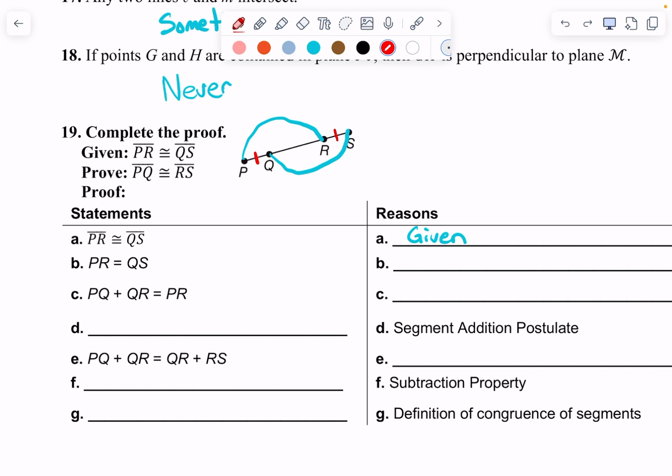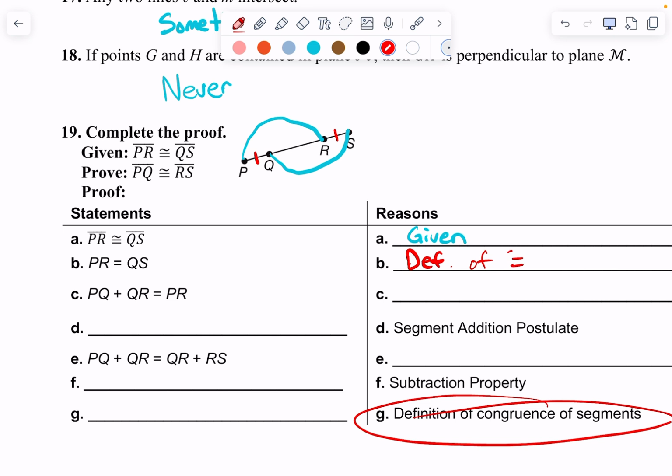Yeah, I just take the congruent off and make them equal. So, definition of congruent. It's the same thing as what they have down here. Definition of congruent segments, or just definition of congruent. I'm just going to use the symbol. There you go. Okay? Do we know that? Sure, definition of congruent. It just takes the congruent and makes it equal, right? Okay? All right, next thing.